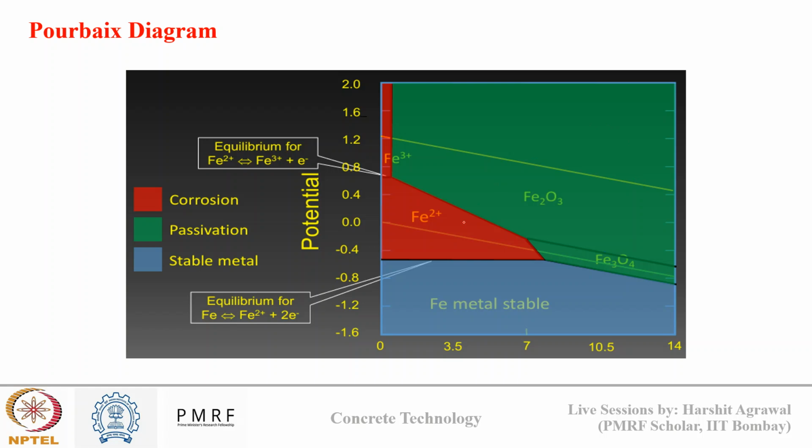So ultimately what Pourbaix diagrams tell us is the stability of corrosion reactions, or they can tell us the probability whether the corrosion will occur in a certain pH or potential system or not. So this is the application of the Pourbaix diagram.